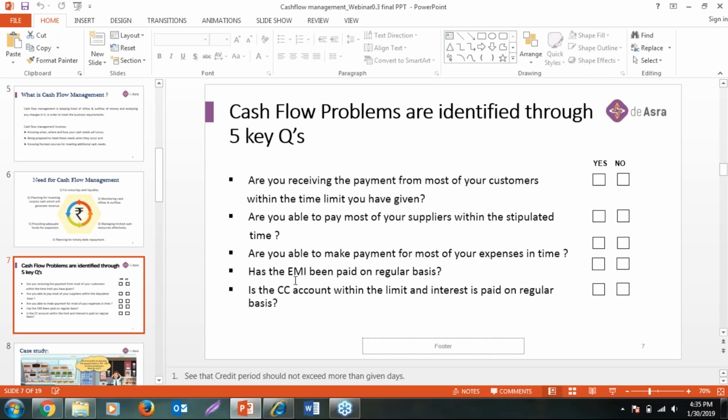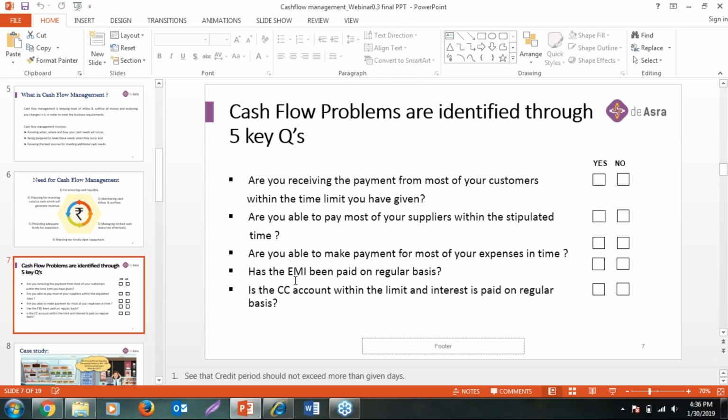So are you receiving the payment from most of your customers within the time limit you have given to them? If yes, then good. And if no, then why? What is the reason? Why aren't you receiving the payment in time? We need to think about it, right? If you're not able to receive the payment, then you need to push your customers. You need to give them a reminder that you are liable to pay me a certain amount and the time has already lapsed, because this may crash your cash flow cycle.